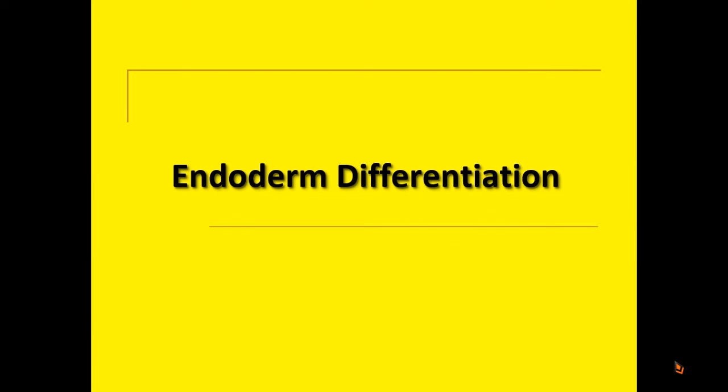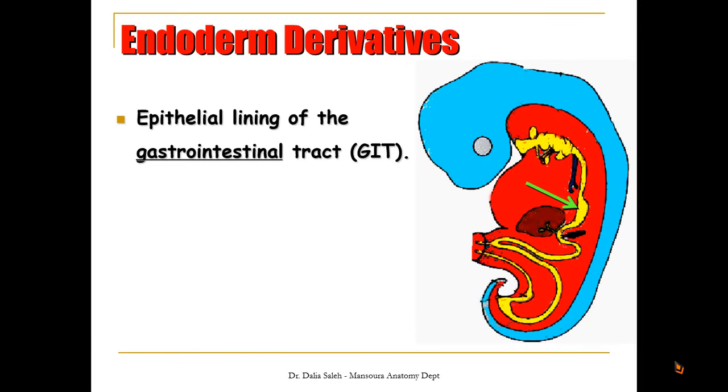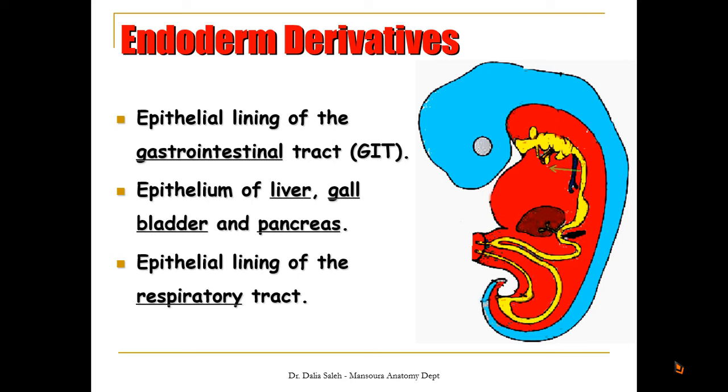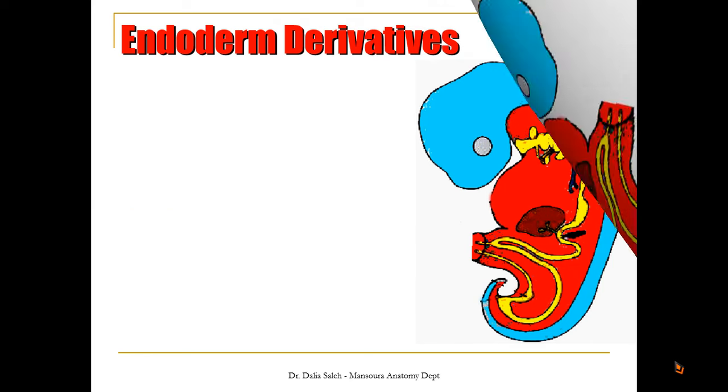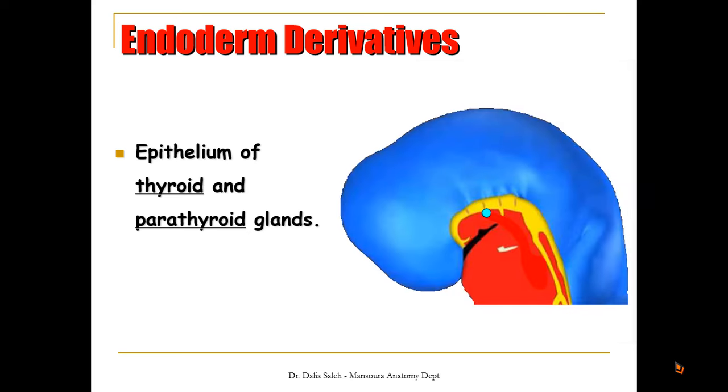Then we will talk about the derivatives of the endoderm, or the inner layer of the three germ layers of the embryo. Mostly it will give the epithelial lining of the gastrointestinal tract and the epithelium of the glands associated with the gastrointestinal tract, like the liver, the gallbladder, and the pancreas. Also, it will give rise to the epithelial lining of the respiratory tract. In the floor of the pharynx, it gives the epithelium of the thyroid and the parathyroid gland. At first, they develop from the floor of the pharynx and then migrate downward to the lower part of the neck in front of the trachea.